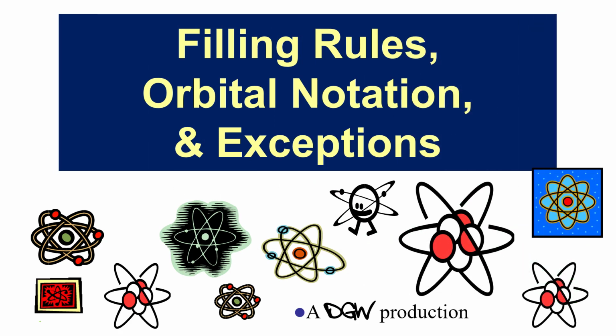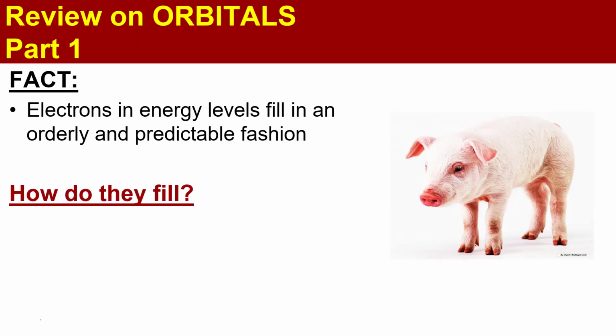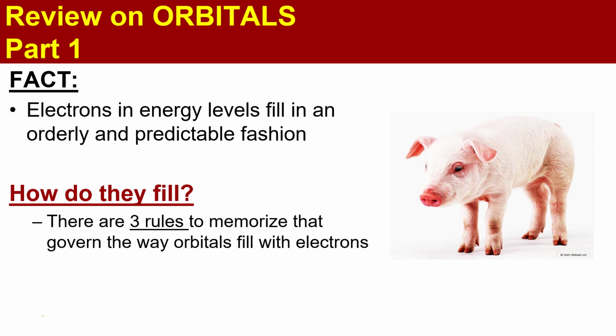With that, it is time to move on to the rules of filling, orbital notation, and electron exceptions. So in terms of electrons and orbitals, there is a simple fact that electrons and energy levels will fill in an orderly and predictable fashion. How do they fill? Well, there are 3 rules to memorize that will govern the way that your orbitals will fill with electrons. And if you were in class, it is very much like the Higgs activity that we did.